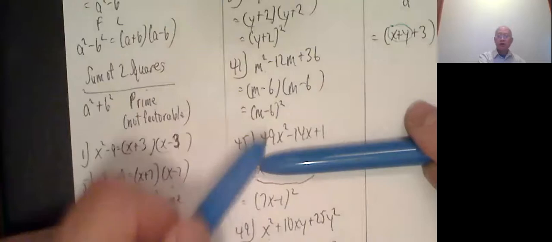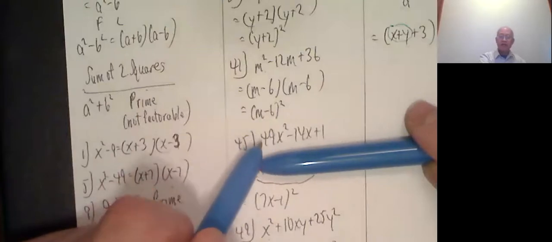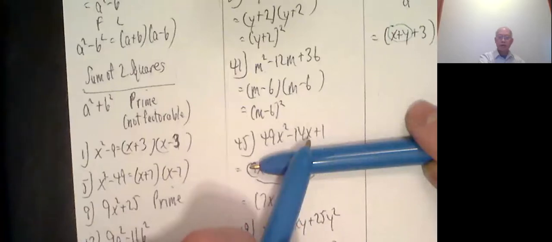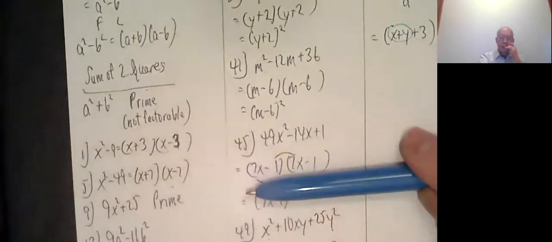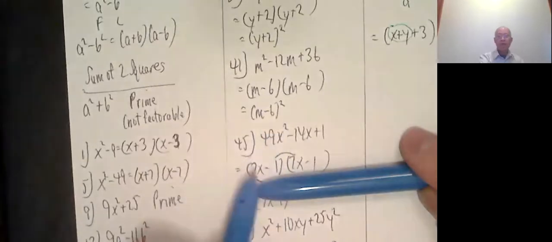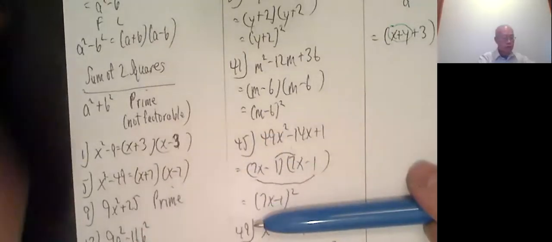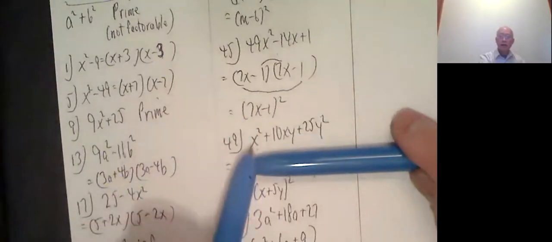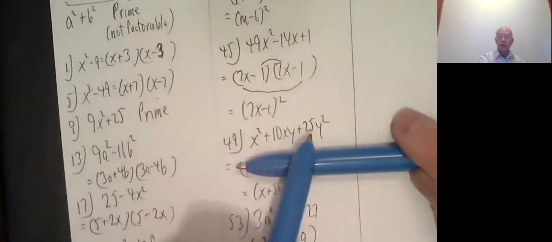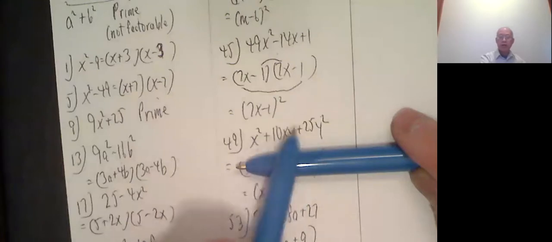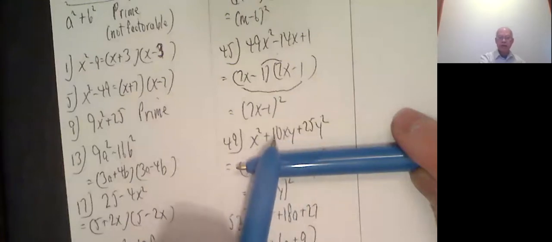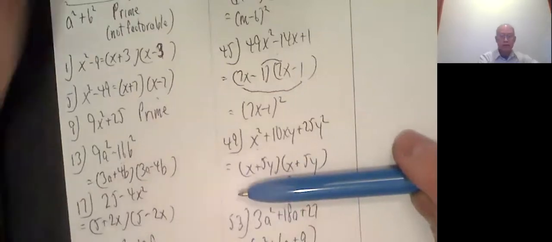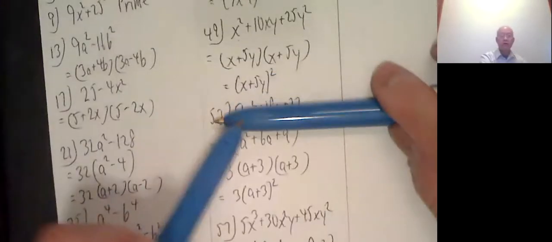Okay, 45. 49x squared, that's 7x times 7x. A minus and a plus, both minuses, and 1 and 1. Okay, FOIL back out to double check, and write it as 7x minus 1 quantity squared. 49, x squared is x times x, y squared is y times y, plus plus is plus plus, 10 and 25, 5 and 5. So x plus 5y, x plus 5y, or x plus 5y squared.